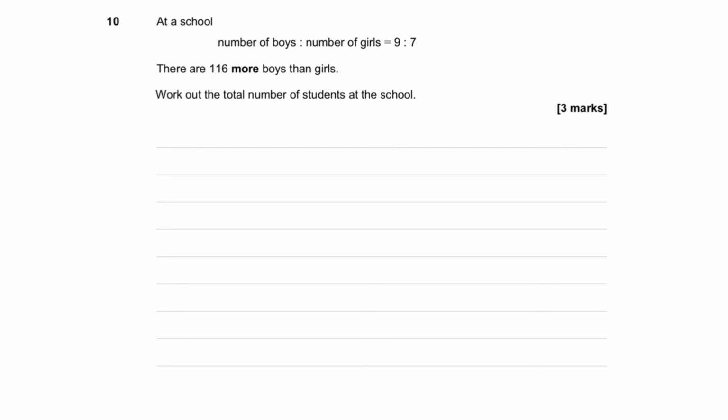So this question says, at a school, the number of boys in relation to number of girls is 9 to 7. There are 116 more boys than girls. Work out the total number of students at the school. So we know that the difference between boys and girls at this school is 116. And that is equal to the difference in the ratios, so that must be equal to 2 parts of our ratio. So that means that 1 part of the ratio is equal to 58 students.